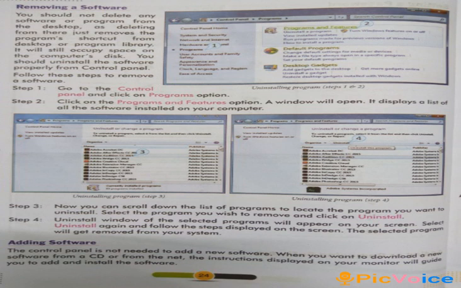Then adding software. How to add a software on the computer? To add a software, the control panel is not needed. When we want to download a new software from a CD or from the net, the instruction displayed on the monitor will guide us to add and install the software.